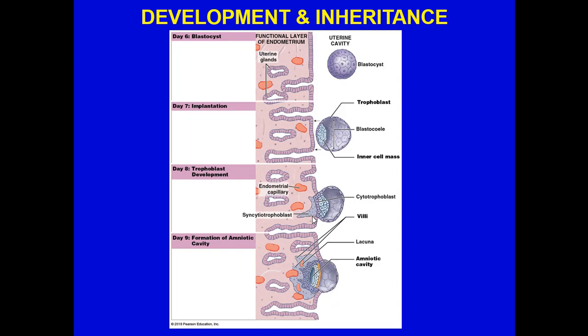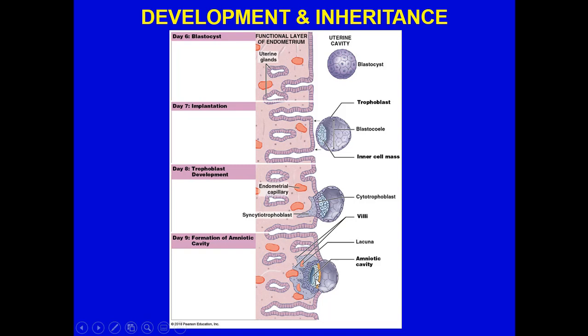By the time we get from day 8, which is the trophoblast development, to the day 9, the formation of the amniotic cavity, what do you see? Well, you start seeing these extensions of this syncytiotrophoblast, and what it starts doing is wrapping around some of the uterine endometrial capillaries. You also see the breakdown of these capillary blood cells, so they basically have blood going around throughout the lacunae. You will also see this formation of a space. Here's the inner cell.